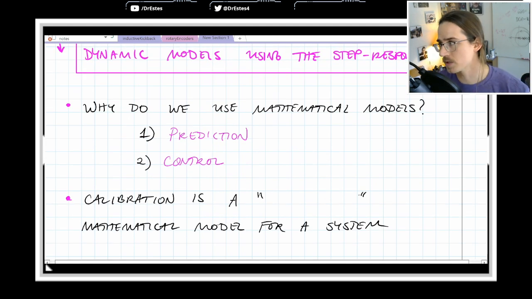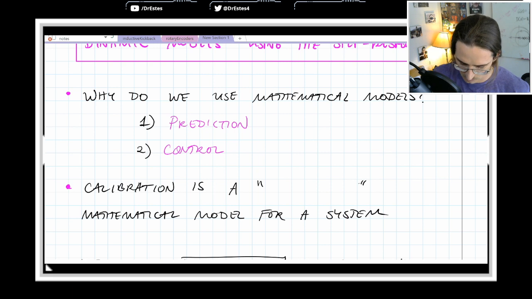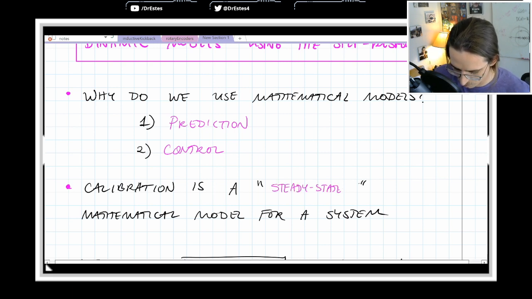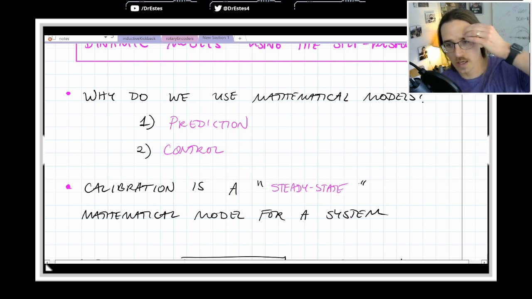So what we've done so far in this class is we've done calibration, which is a type of modeling, but I'm going to distinguish it from the type of modeling that I'm talking about today. Calibration is a steady state model.